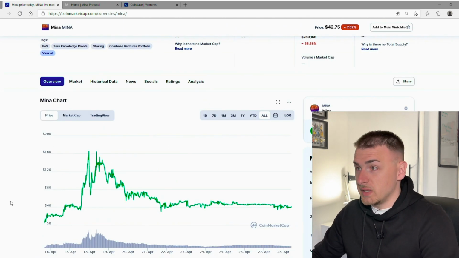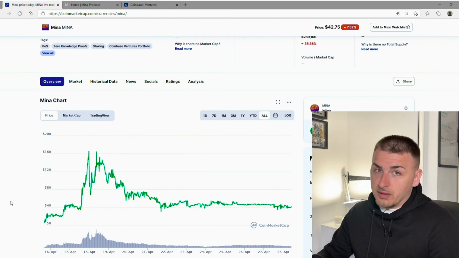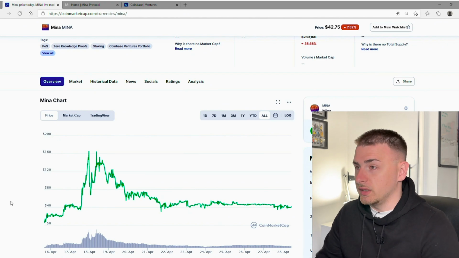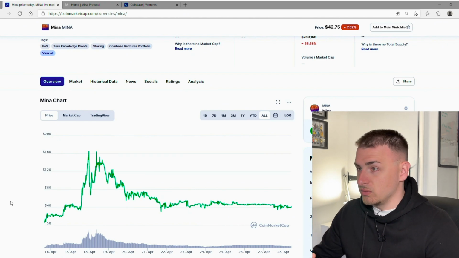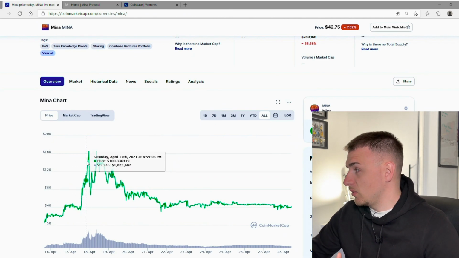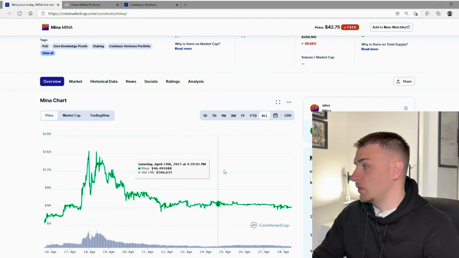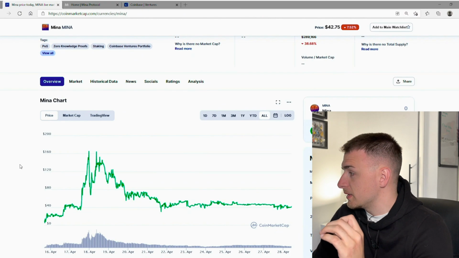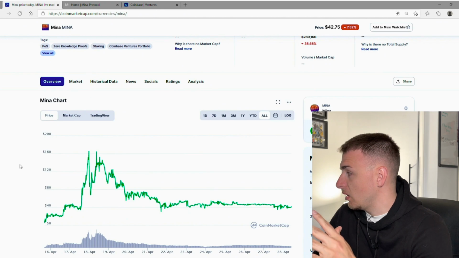So due to the unique technology and the bright future MINA has and some of the backing behind it, after it launched, it hit $160 on the 18th of April and then it's gone back to, like I said, $30 or $40. What I find crazy is it's going to be around about $20. I reckon it's going to be more than that personally, because the technology behind this is so crazy.